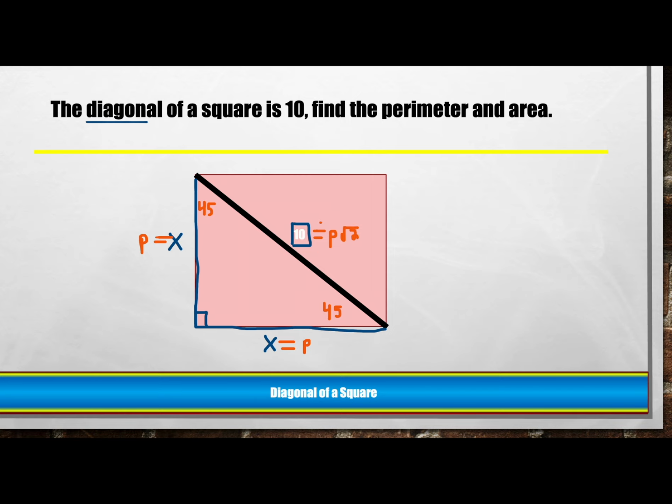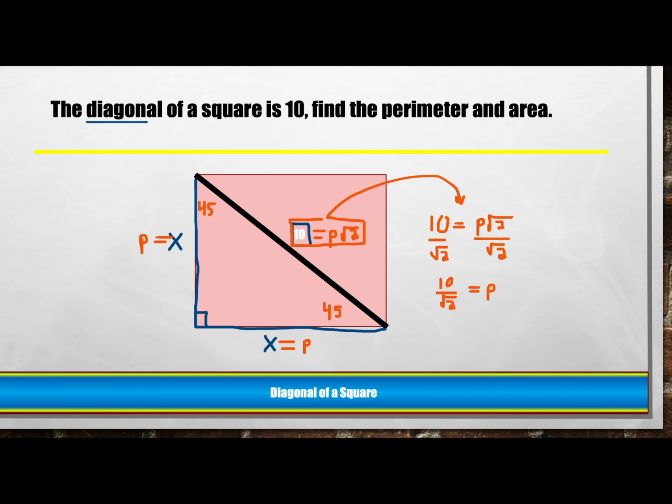So in this case here, the diagonal line, the 10, is equal to p root 2. So we could use this equation to figure out what p is. If 10 is equal to p times root 2, to get p by itself, we just divide both sides of the equation by root 2, and p is going to be equal to 10 over root 2.